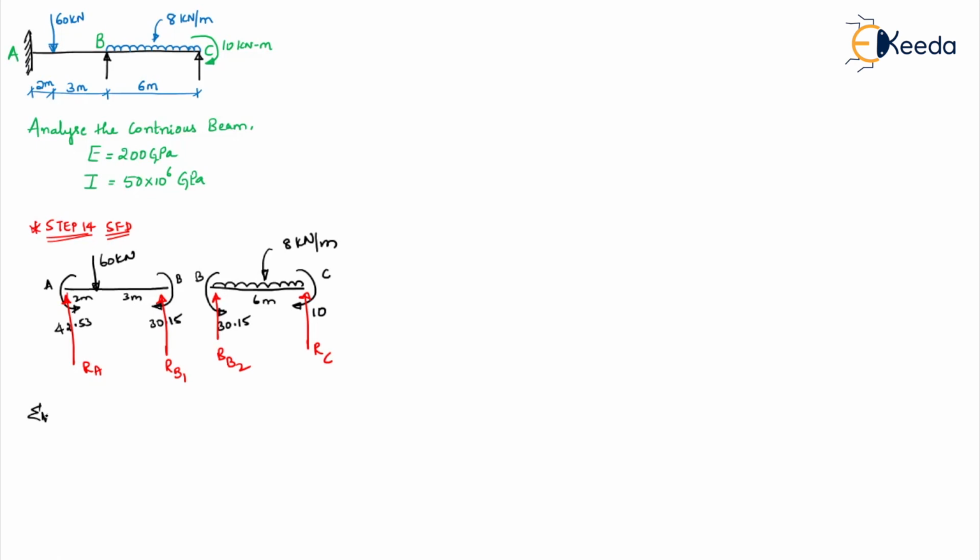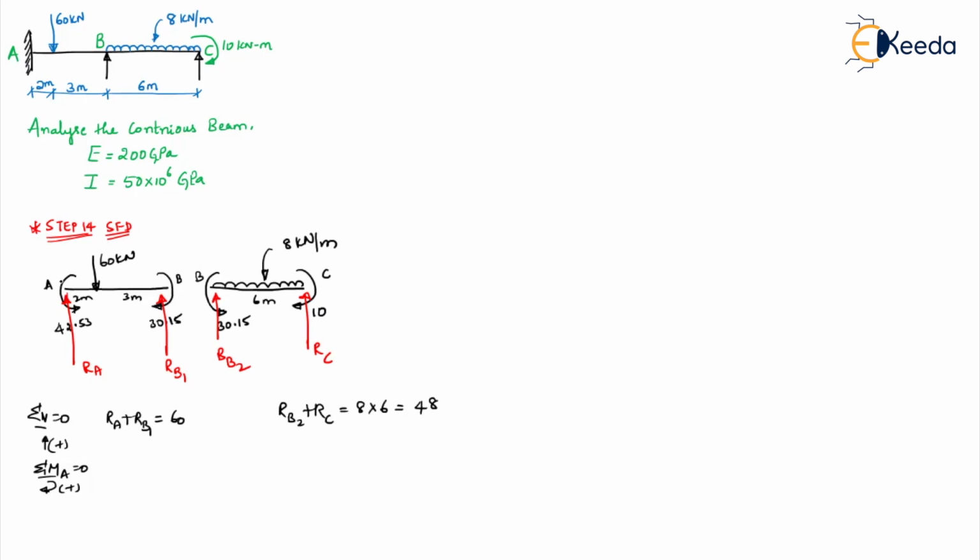So first I'll do summation of vertical forces equal to 0, all upward forces will be positive. So in this case what will happen? RA plus RB1 is equal to 60, whereas in this case RB2 plus RC will be equal to 8 into 6. Okay, now coming to the second thing, what you have to do: moment about A equal to 0, all clockwise forces you will take as positive.